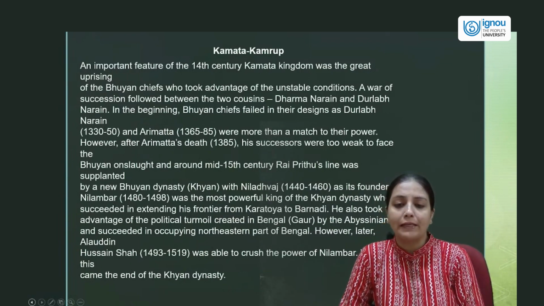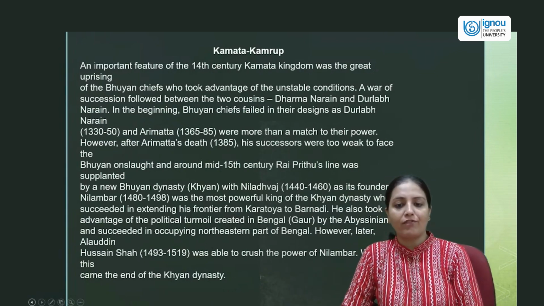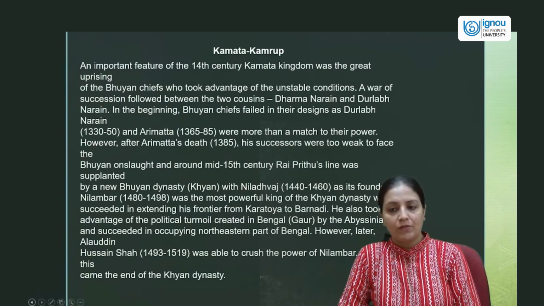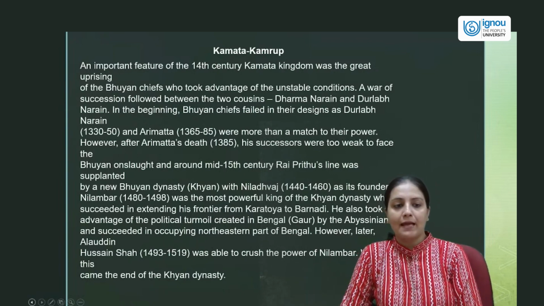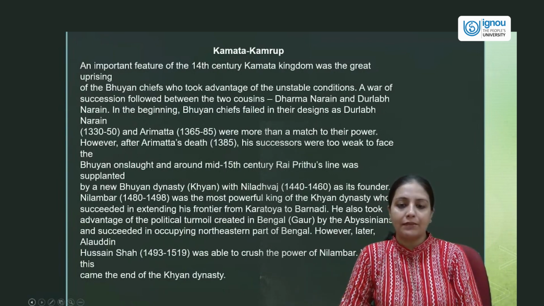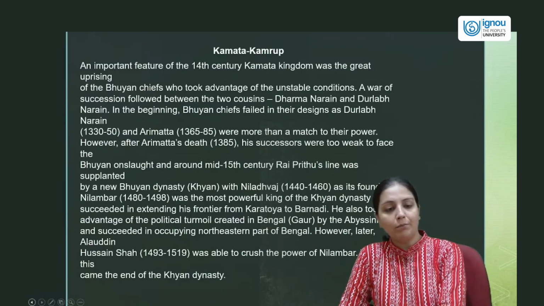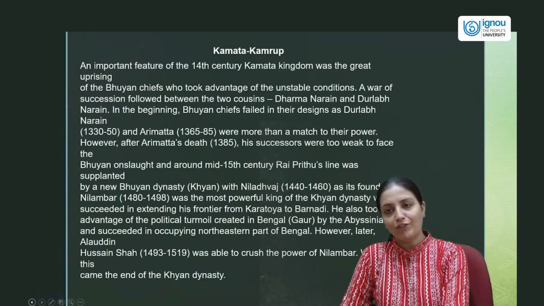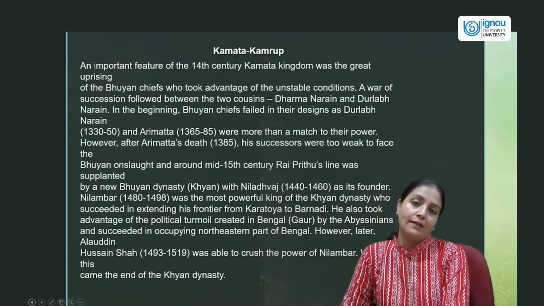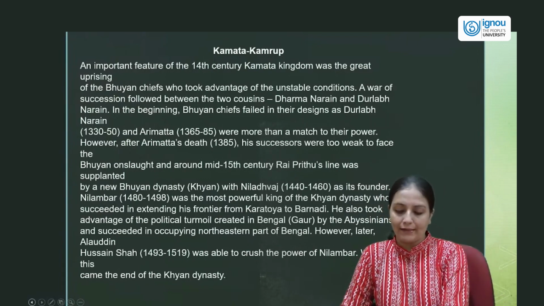Nilambar was the most powerful king of the Khen dynasty, who succeeded in extending his frontier from Karatoya to Varanasi. He also took advantage of the political turmoil created in Bengal by the Abyssinians, and occupied the northeastern part of Bengal. Alauddin Hussain Shah was able to crush the power of Nilambar. With this came the end of the Khen dynasty. It means one dynasty ruled after another dynasty; the dynasties ruled and summed up their rule, and after their rule, the next dynasties ruled.